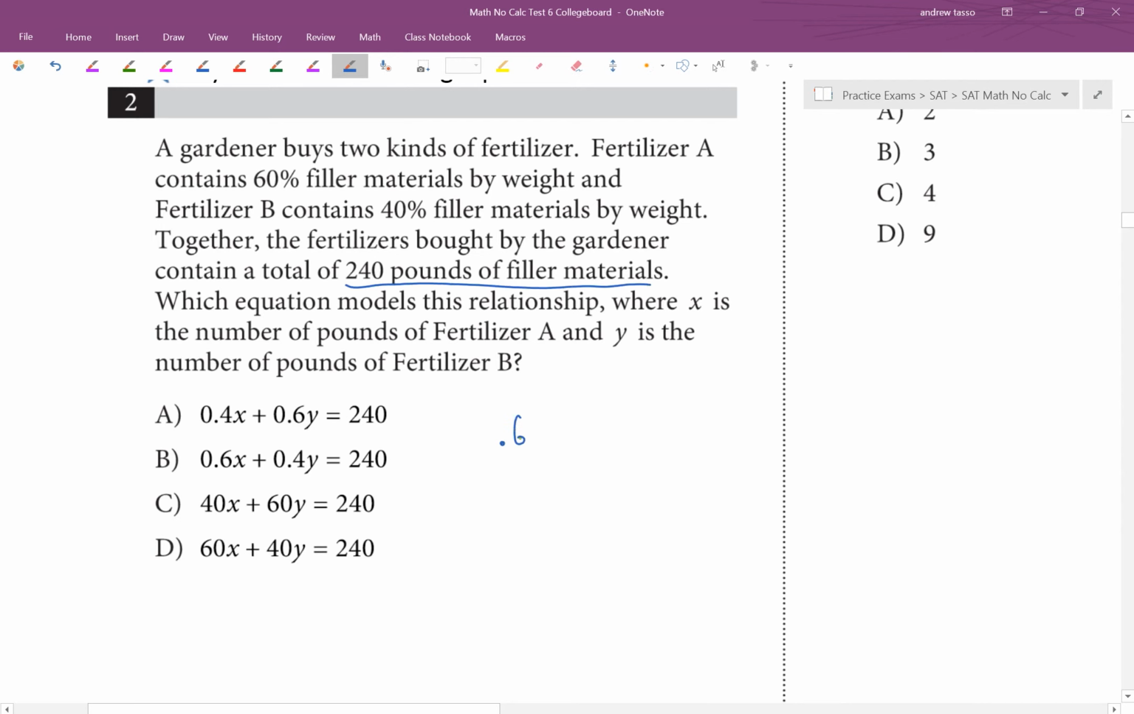So for A, it's 60% of A is filler materials. For B, 40% of B is filler materials. So if we add those together, we should get the 240 pounds of filler materials. So they're saying to let X represent the one for A, so we can put that here, and then for B we should use Y, and then we get something that looks like choice B.